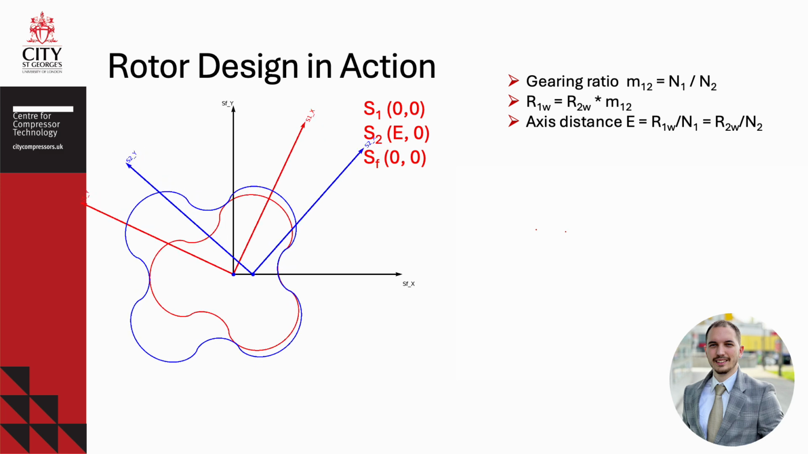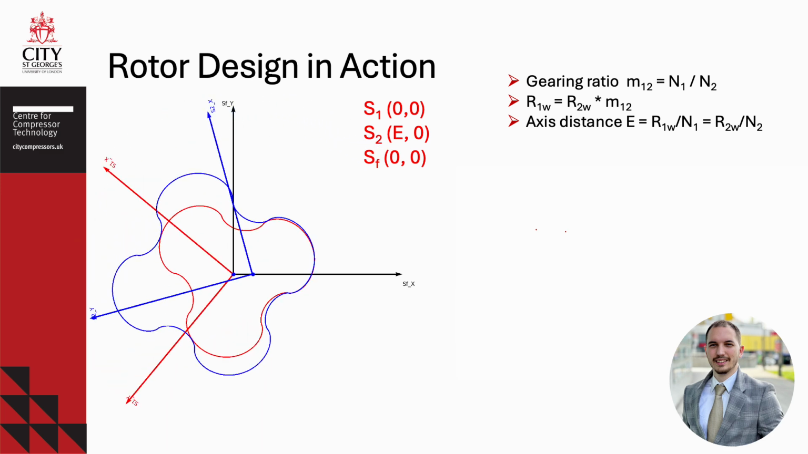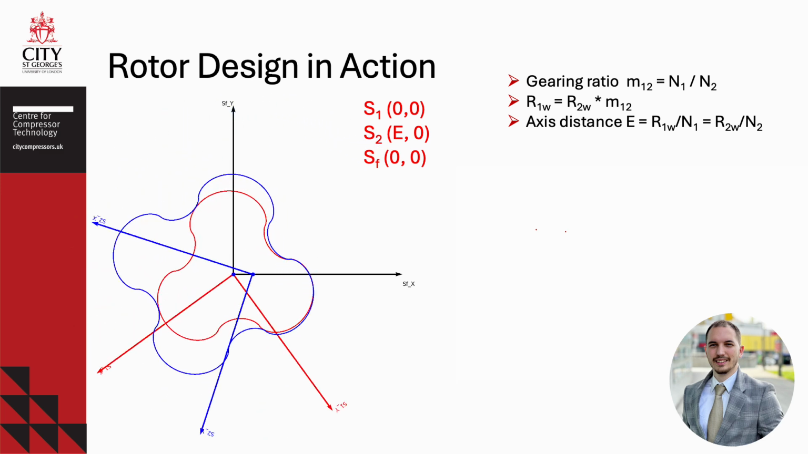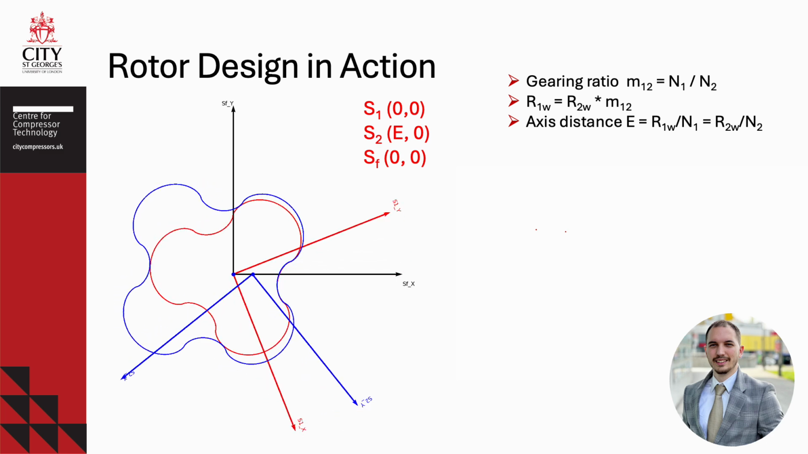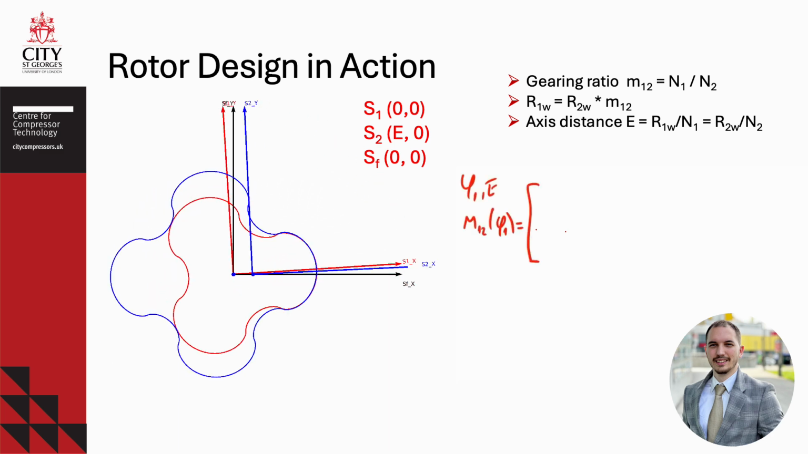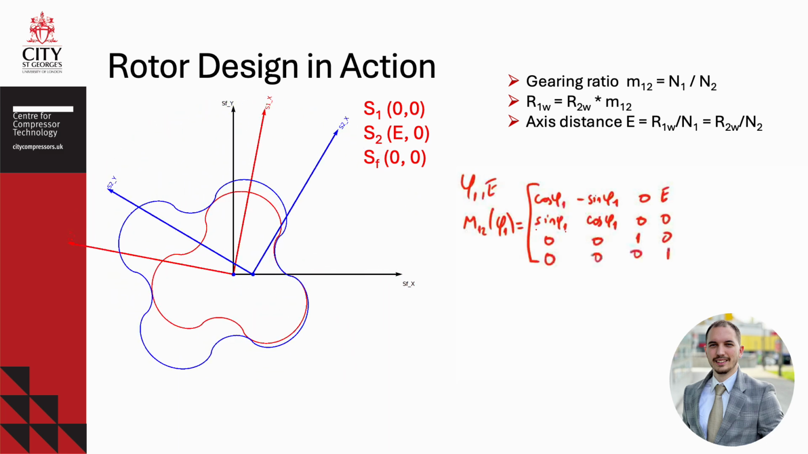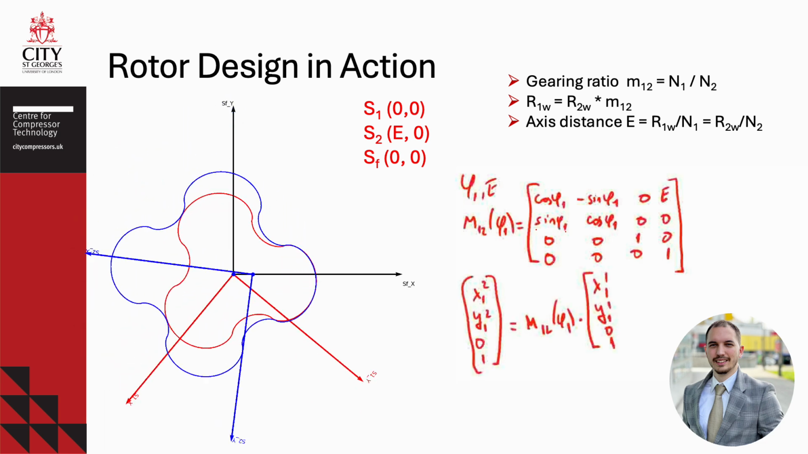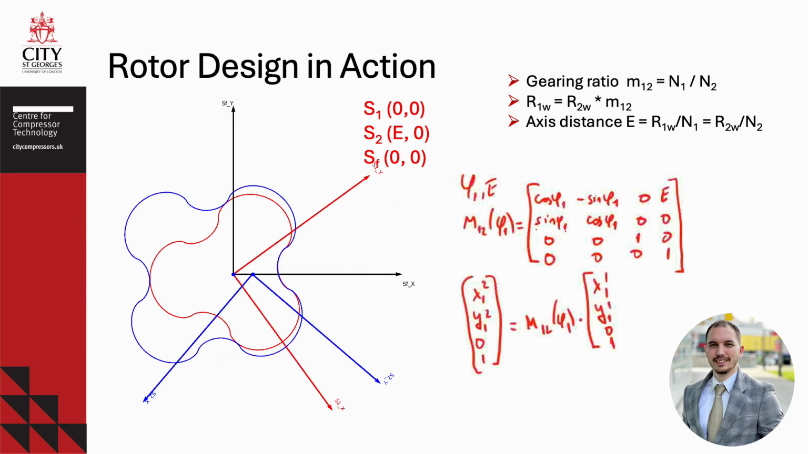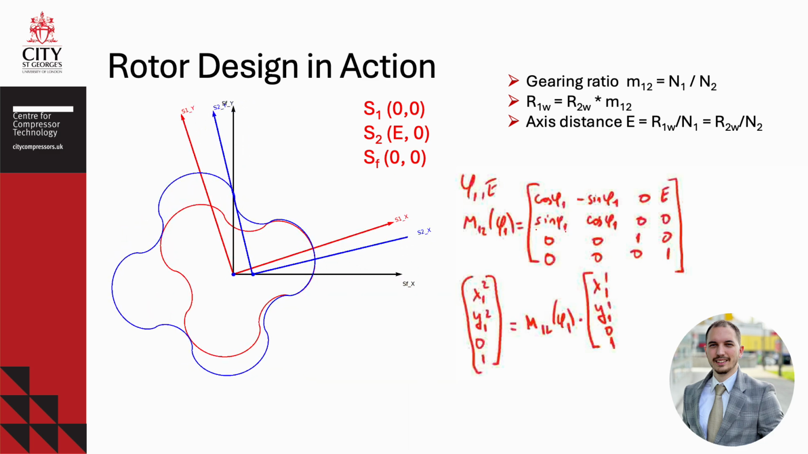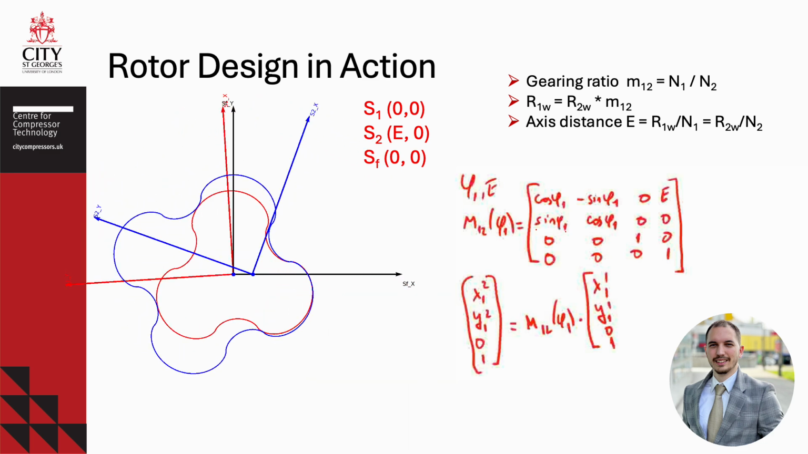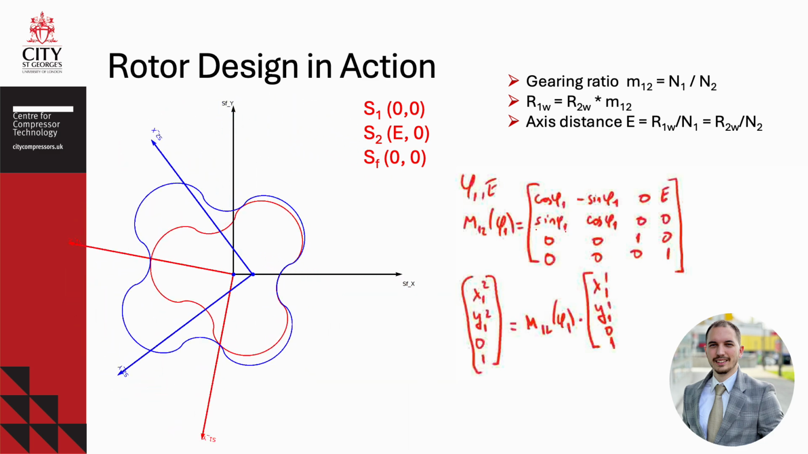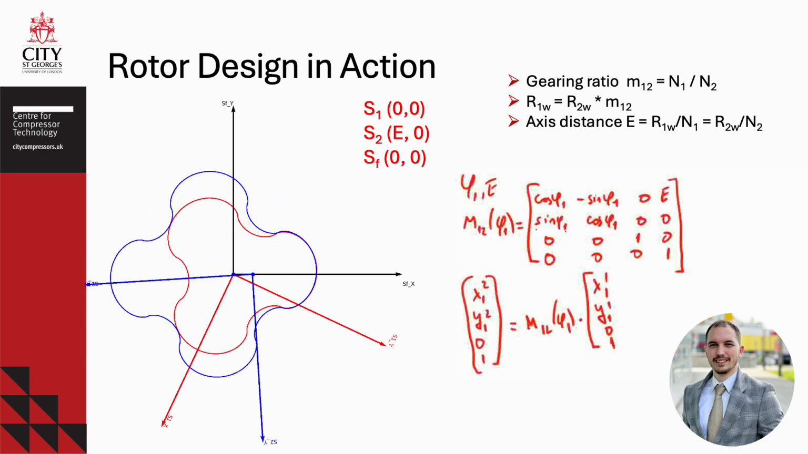The structure of the 2D transformation matrix from the S1 to the S2 coordinate system depends on the angle between the rotors and the axis distance E. The first part of the transformation matrix represents rotational motion, and the second part represents translation. If we want to transform points from one coordinate system, from S1 to S2, we simply multiply the points by this matrix.